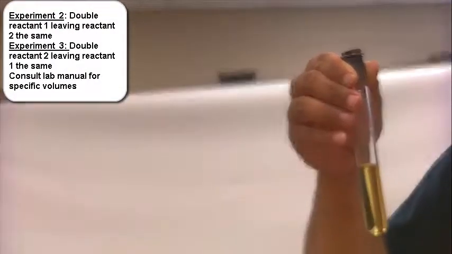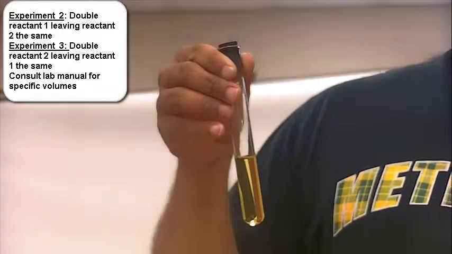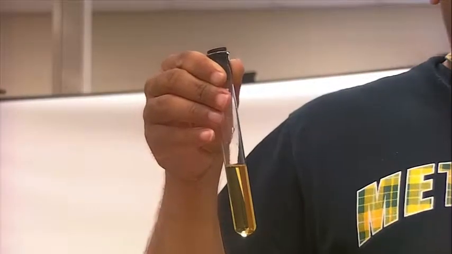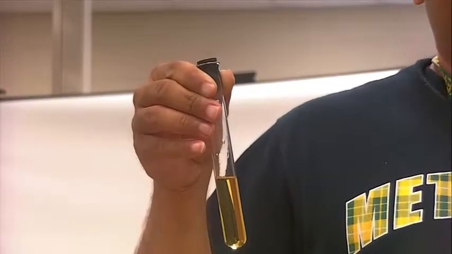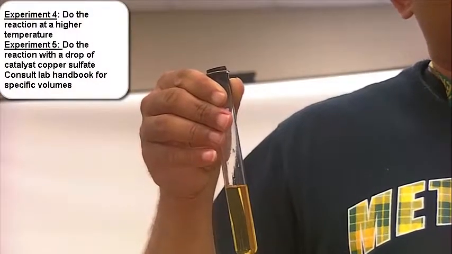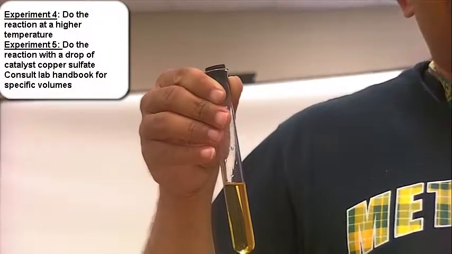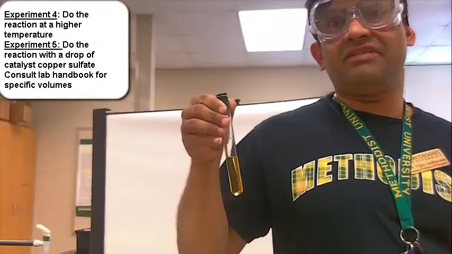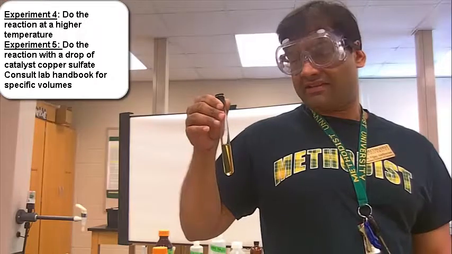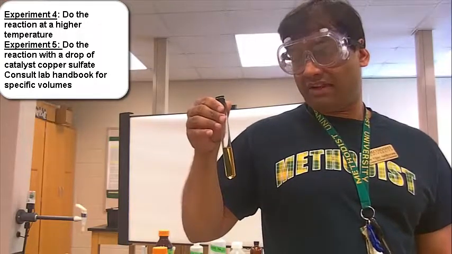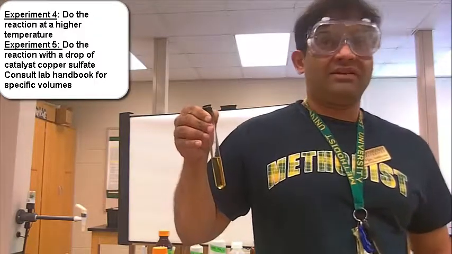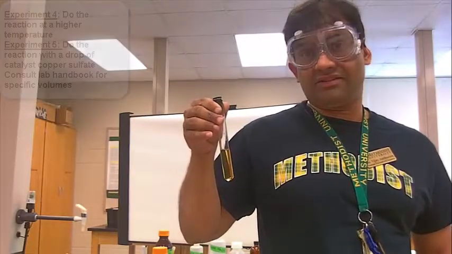So in your second experiment, you're going to double one of the reactants. I believe it's sodium iodide. And in your third experiment, you will double the second reactant, which is the persulfate. In your fourth experiment, you're going to raise the temperature and add your persulfate at 35 degrees. And in your fifth experiment, you'll repeat this exact same procedure that I have done, but add some copper sulfate. The copper sulfate acts like a catalyst.